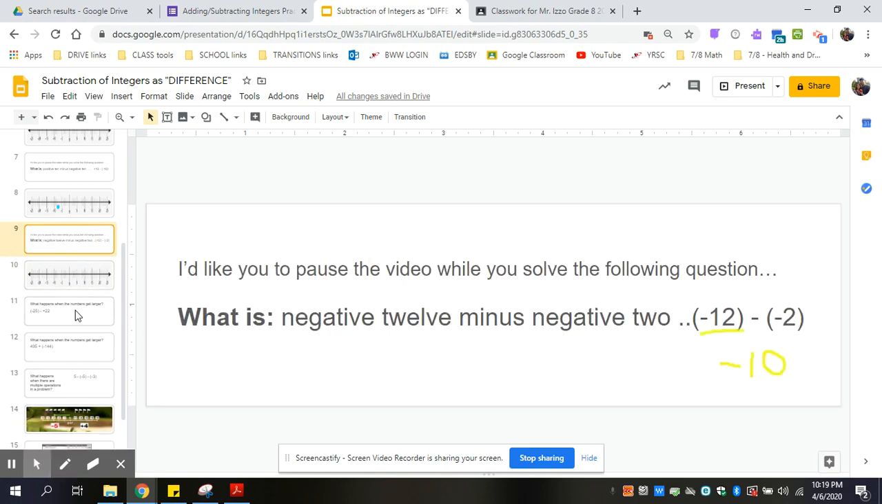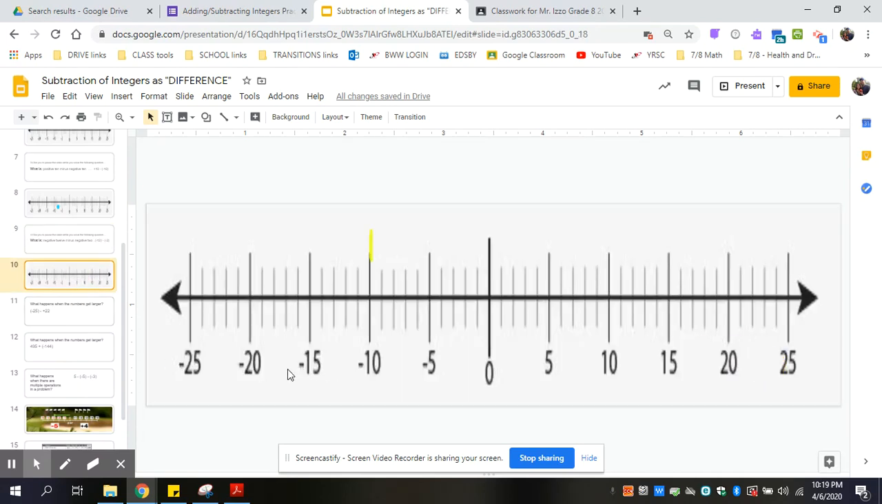Sorry. I take that back, I apologize. It was negative 12. We have negative 12 here, and we're going to subtract negative 2. So in my head, I'm at negative 12 and I'm at negative 2. And what I'm actually thinking about right now is that gap, that difference.